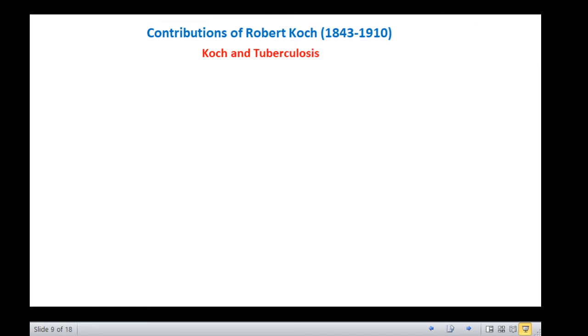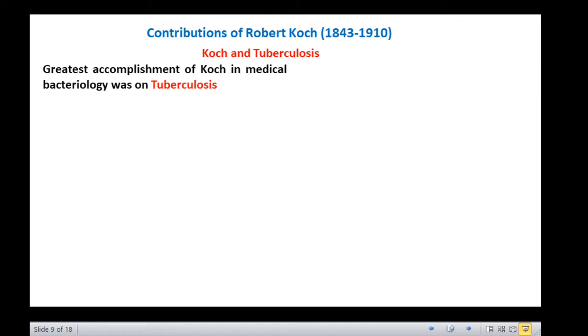The greatest accomplishment of Koch in medical bacteriology was his work on tuberculosis. Koch's aim was to demonstrate the causative agent of tuberculosis. He isolated the causative agent, the tubercle bacillus. He realized that the mere identification of the organism associated with the disease was not enough. In order to prove that it was the specific cause of tuberculosis, he needed to culture the organism.